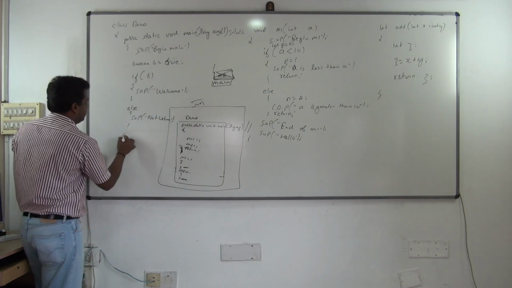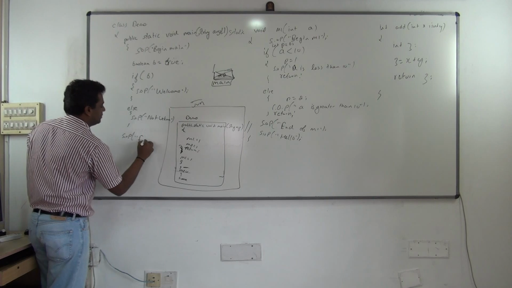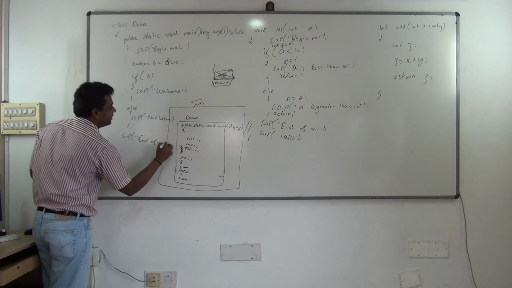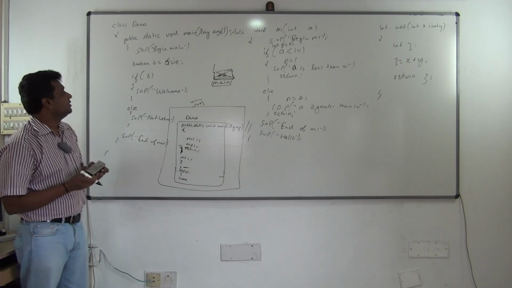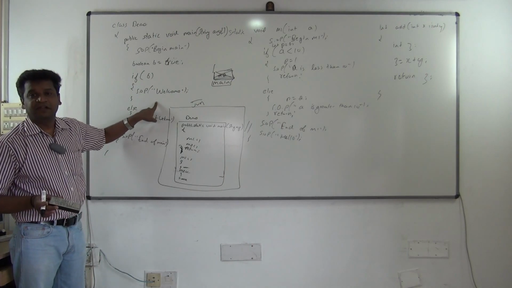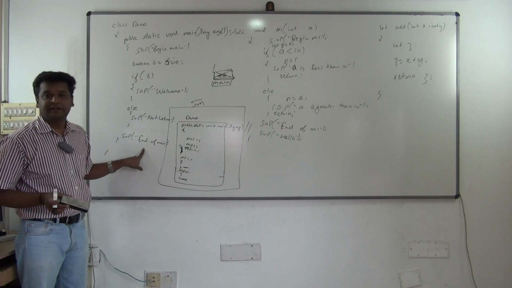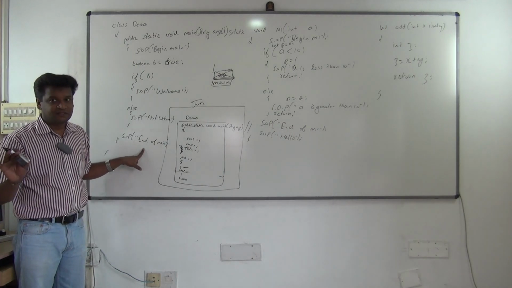SOP "end of main." See how it was working in the M1 method, the same way it is working here. There is no change. If true, what will happen? It will execute. And it will execute what? "End of main" also. I am not returning still.